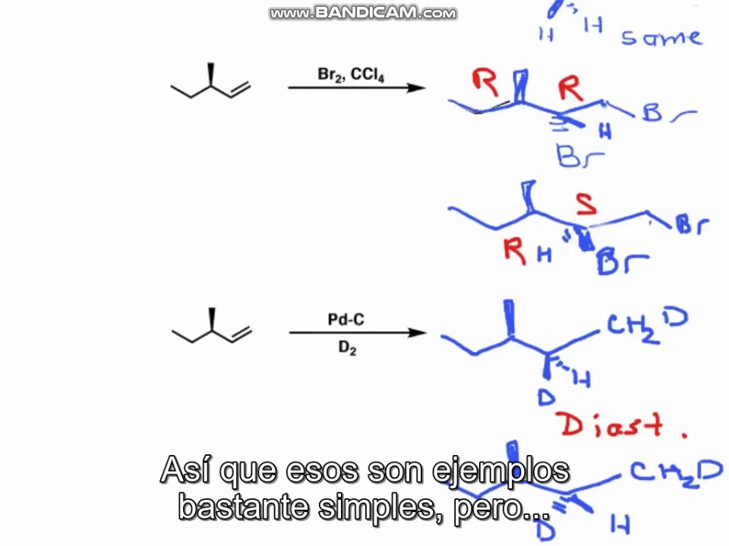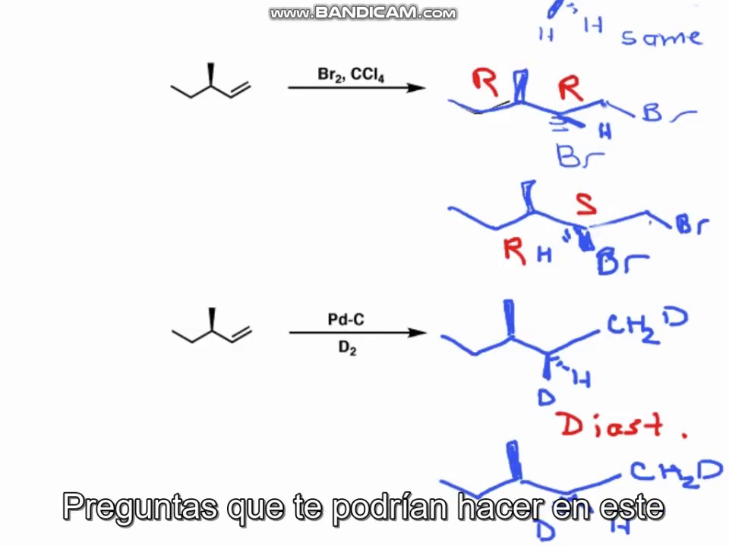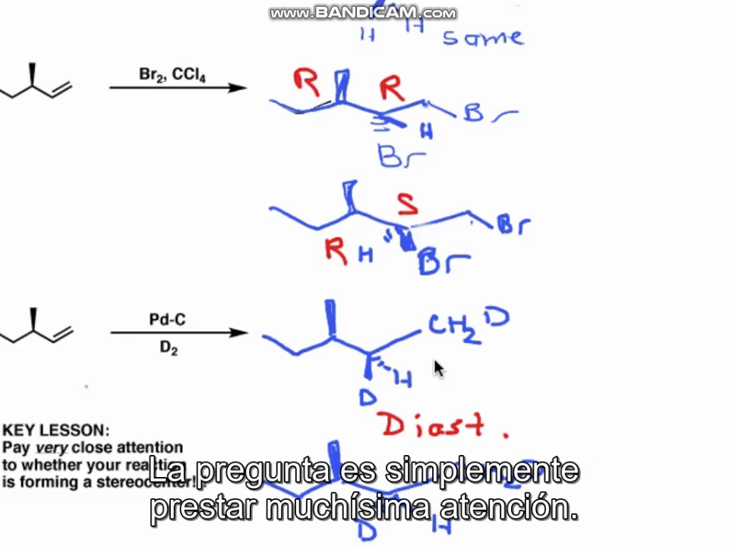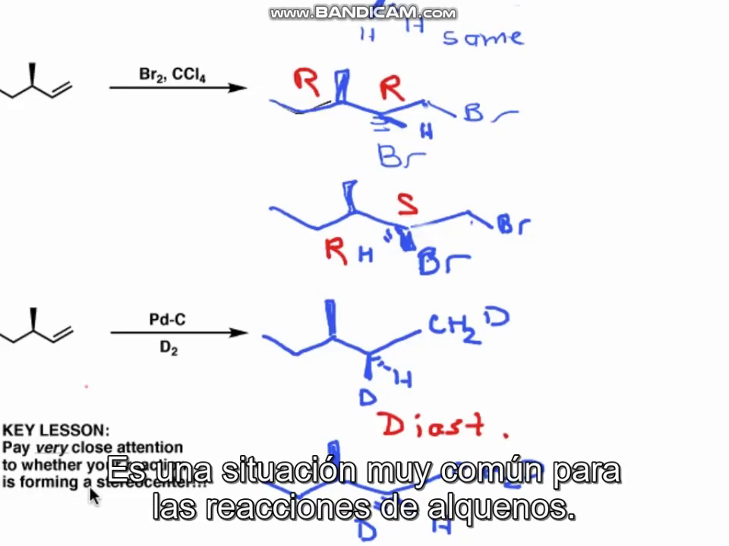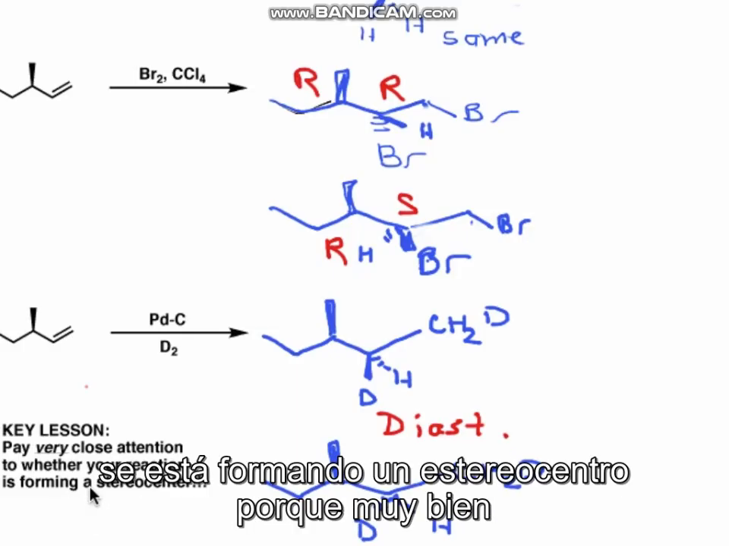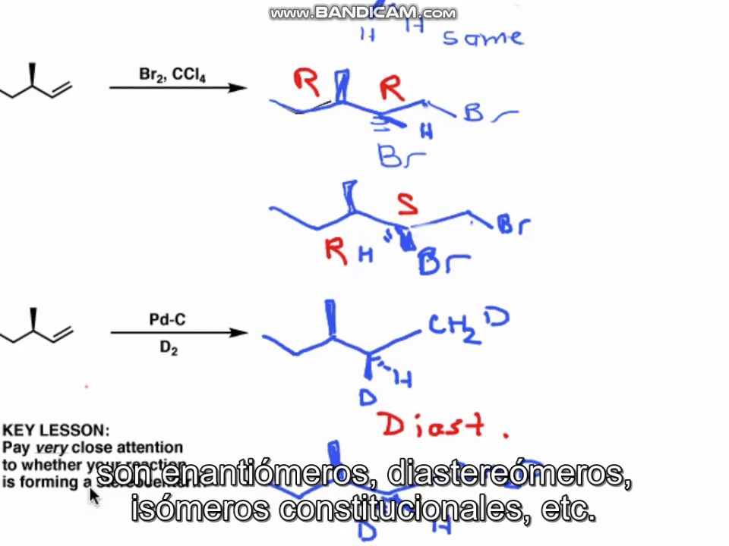So those are fairly simple examples, but they give you a taste of the types of questions that you could get asked in this realm. The most important lesson to absorb from this question is to pay extremely close attention to whether your reaction is forming a stereocenter. It's a very common situation for alkene reactions. Pay very close attention, because you very well might be asked whether or not your products are enantiomers, diastereomers, constitutional isomers, and so on.